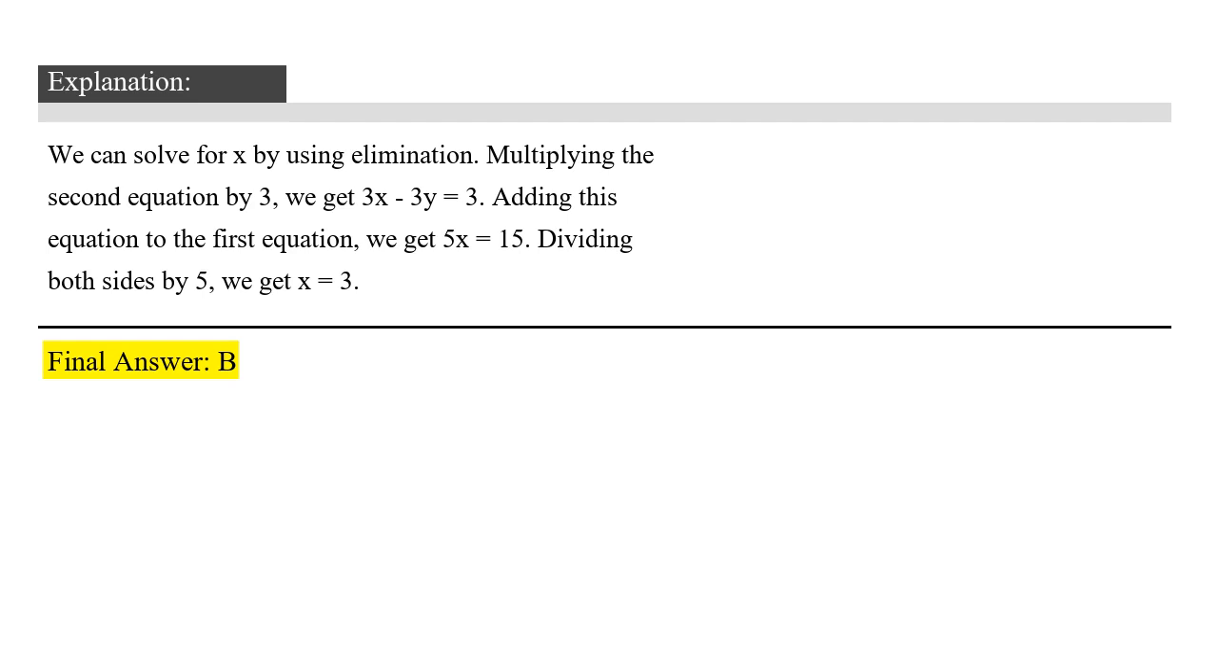We can solve for x by using elimination. Multiplying the second equation by 3, we get 3x + 3y = 3. Adding this equation to the first equation, we get 5x = 15. Dividing both sides by 5, we get x = 3.